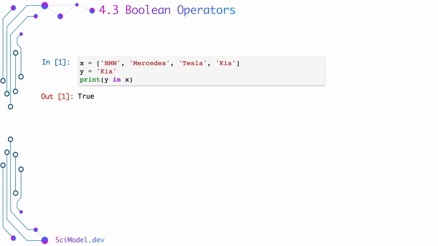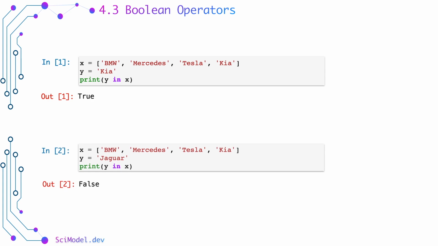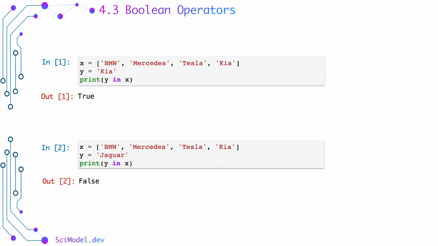Let's take another example using lists. Here we have a list of car names assigned to variable x: BMW, Mercedes, Tesla, and Kia. Variable y is only assigned with the string value Kia. Then, y in x results in true since the string value Kia assigned to the variable y also exists in the variable x. Trying a value which does not exist in x results in false.